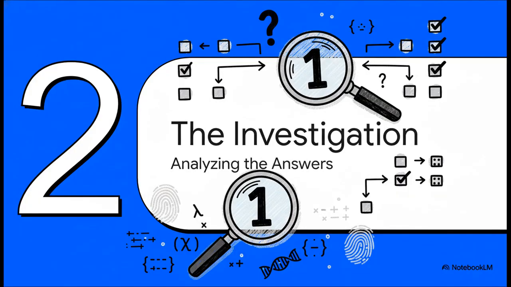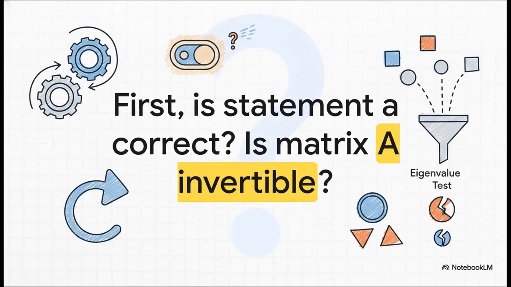Okay, now for the fun part, the investigation. We have our eigenvalues, 0 and 1, locked and loaded. We get to play detective and use them to check each statement one by one. Let's start with claim number 1. A is invertible. Now, being invertible is a really big deal for a matrix. It means you can undo whatever it does. So how can our eigenvalues give us a straight-up yes or no?